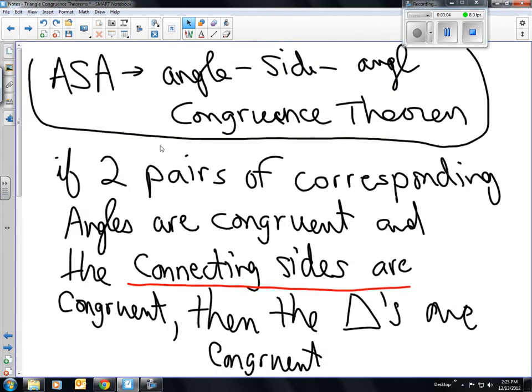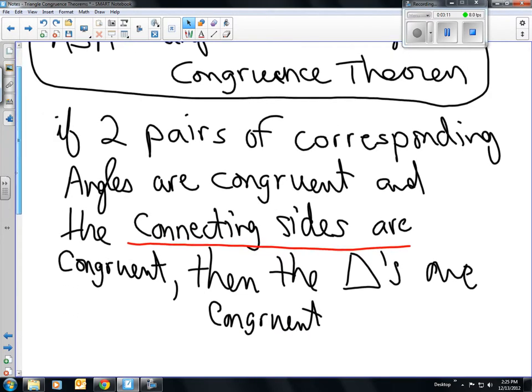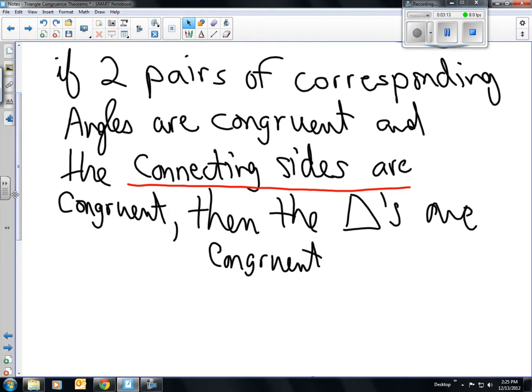So the fourth and final theorem would be the ASA, which is angle side angle congruence theorem. And here we have when two pairs of corresponding angles are congruent and the connecting sides, so here that's an important part, connecting sides are congruent, then the triangles are congruent.